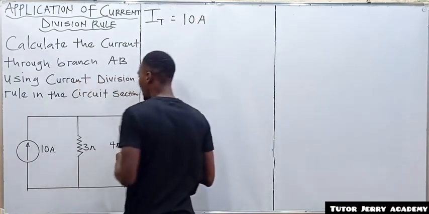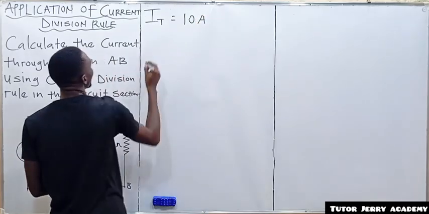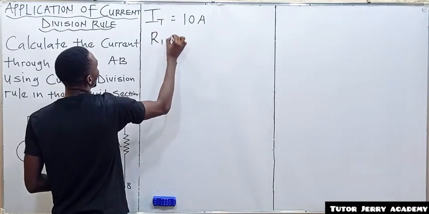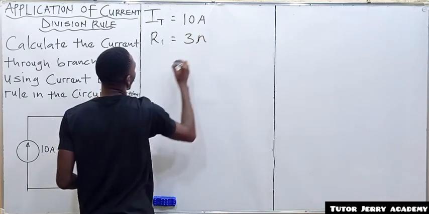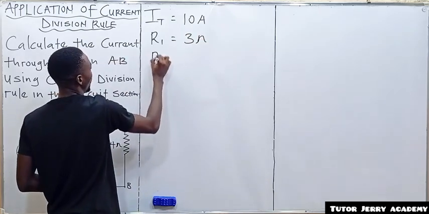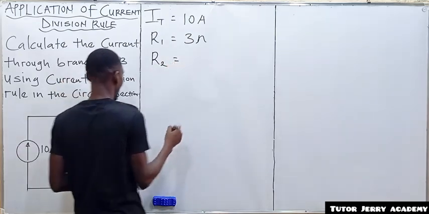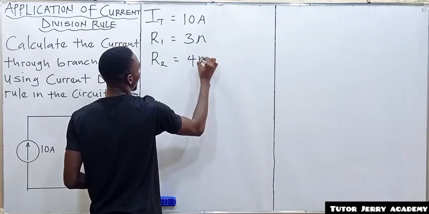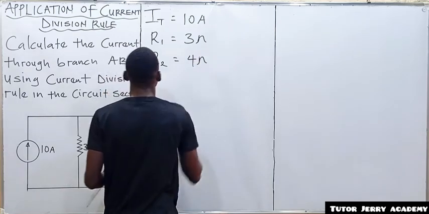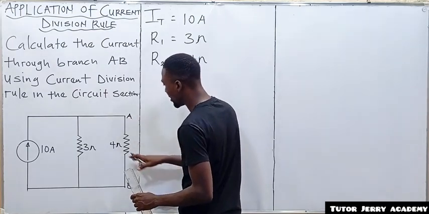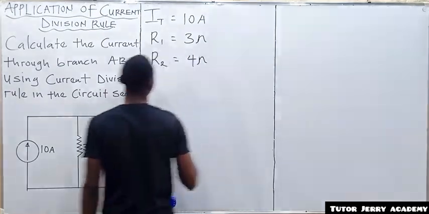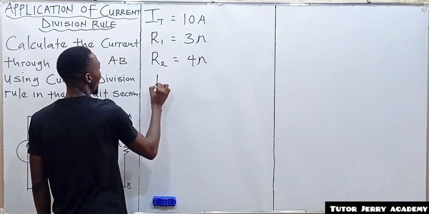All right, and here we are having R1, which is what? Our R1, let's call it 3 ohms, and our R2 is equal to what? 4 ohms. So the current that they want us to calculate is the current through AB, that is the second resistor, which is 4 ohms. So it's going to be I2.